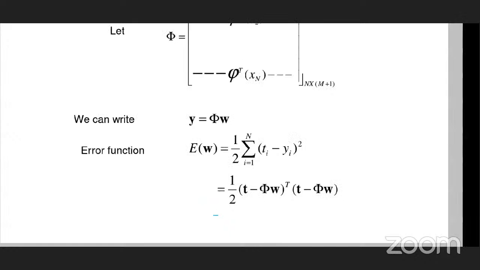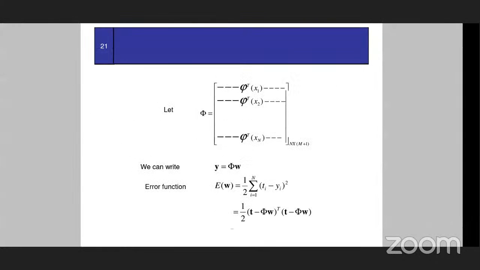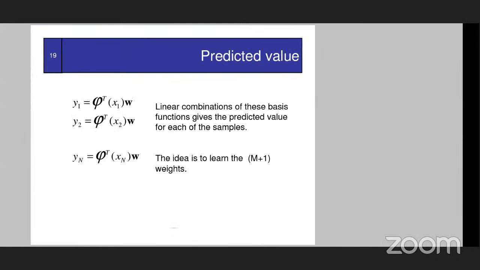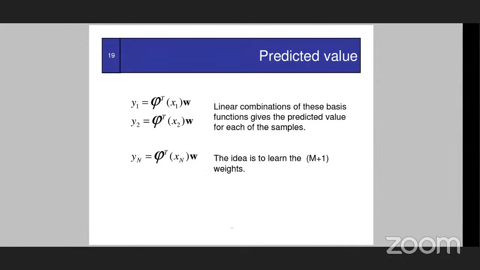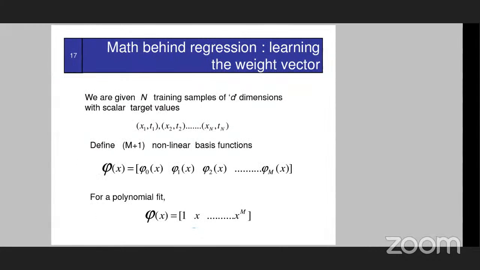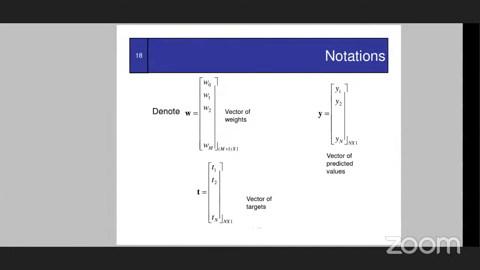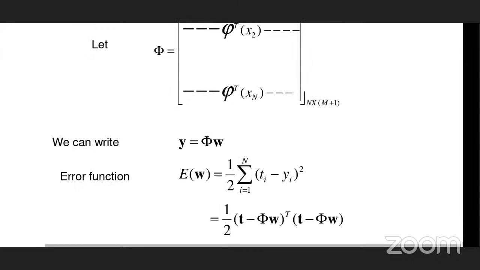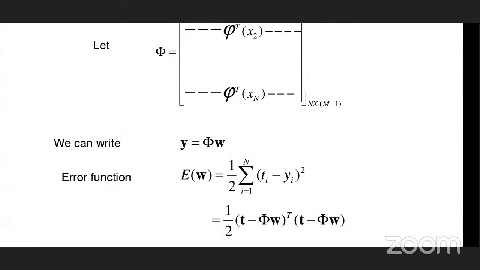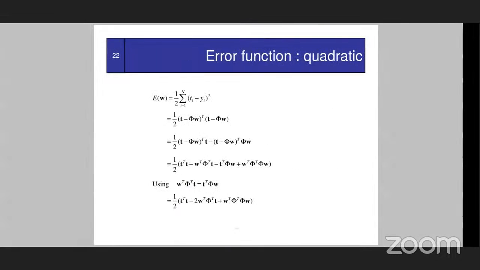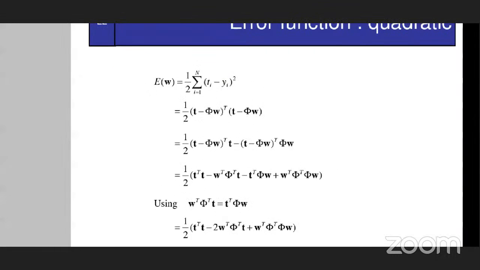Yes. So I would suggest you go back and go through these equations slowly, because they are very important. If you have understood this very well, ti minus yi, you are just writing yi as phi i transpose w, and then writing it as phi w. All right, fine.